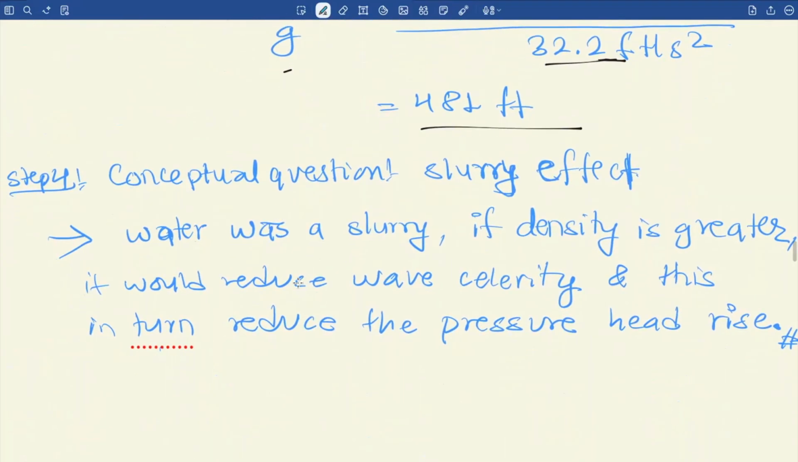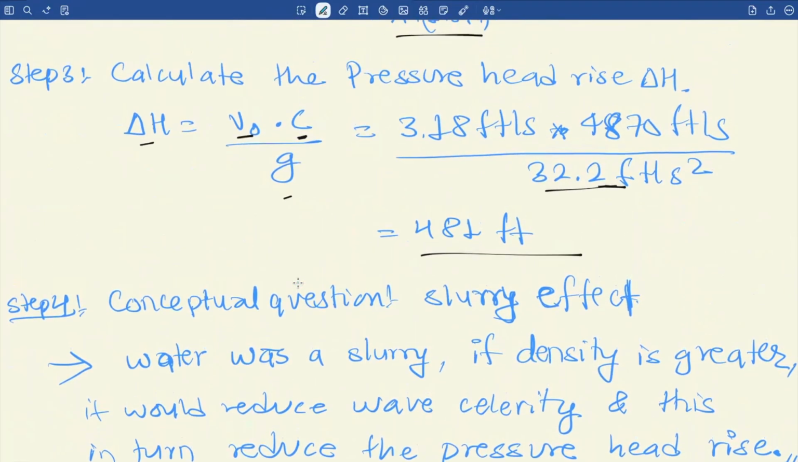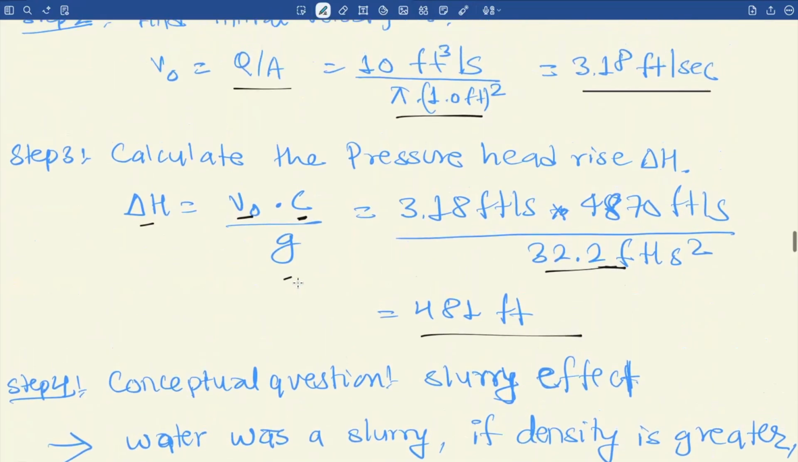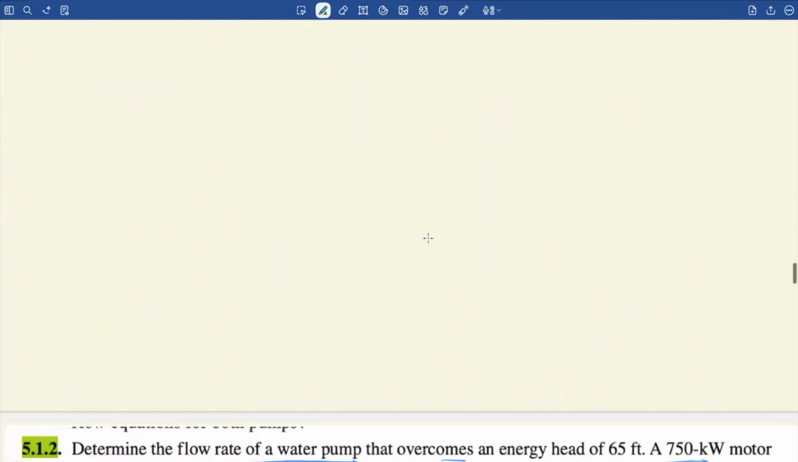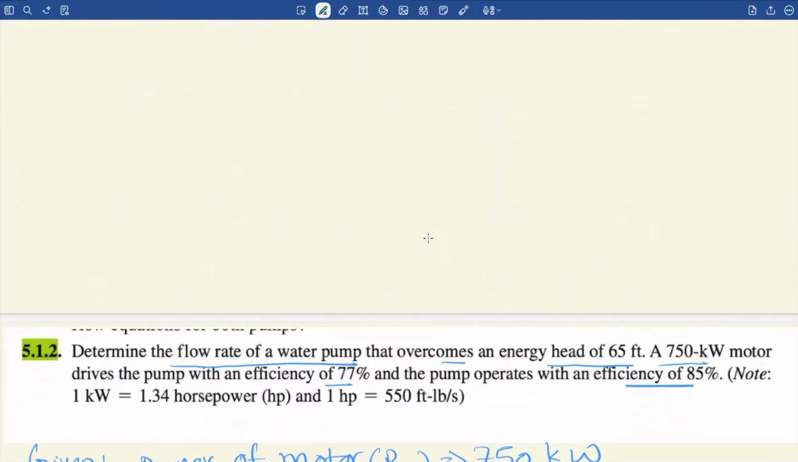So this gives us the answer, we solved question number 1. So we are done with the conceptual question as well. We calculated the pressure head as well. So now let us move to question number 2, which is 5.1.2.